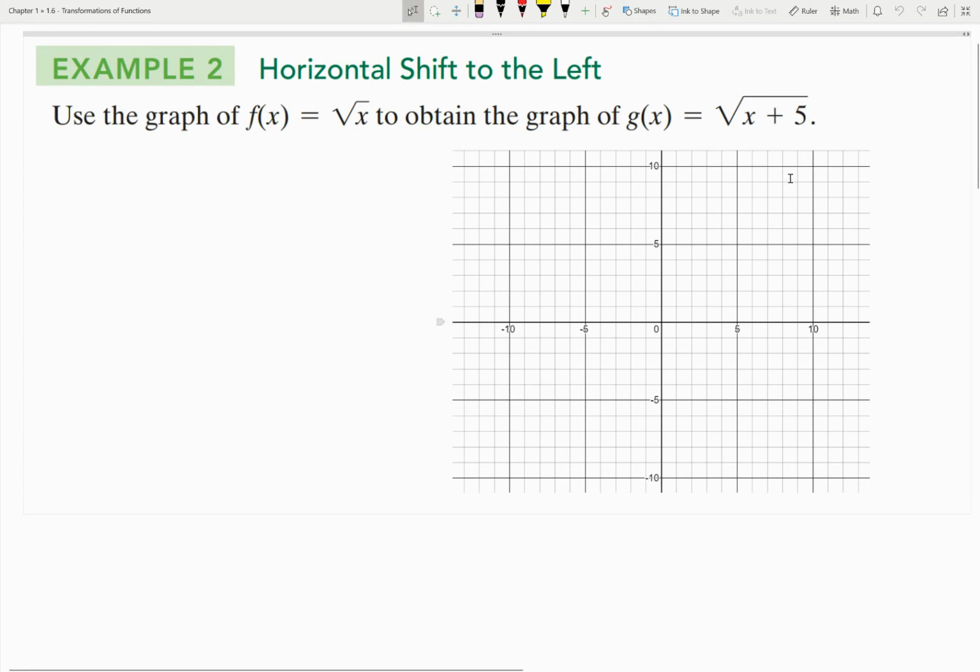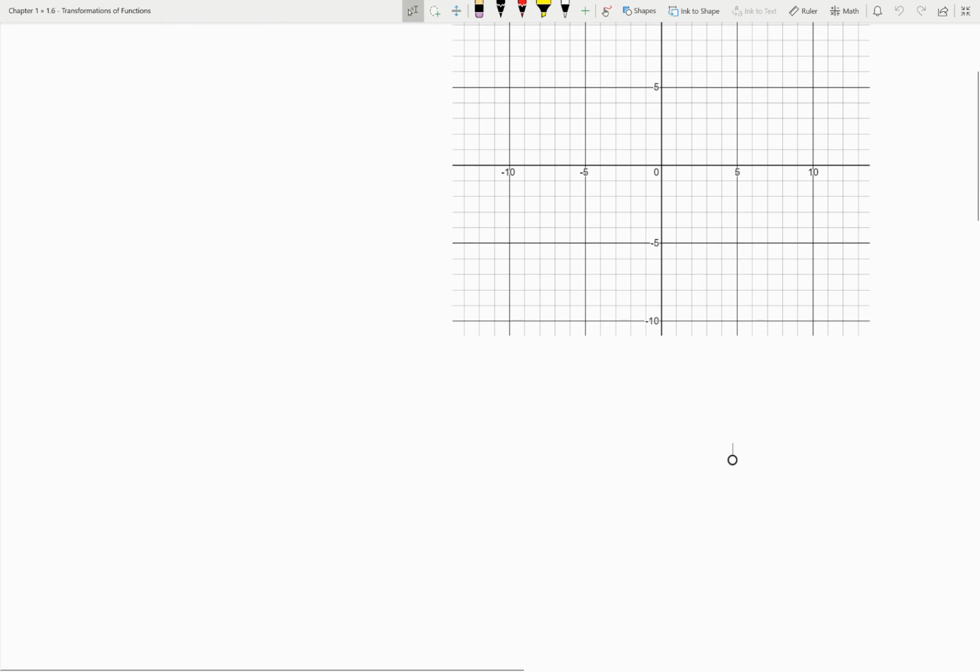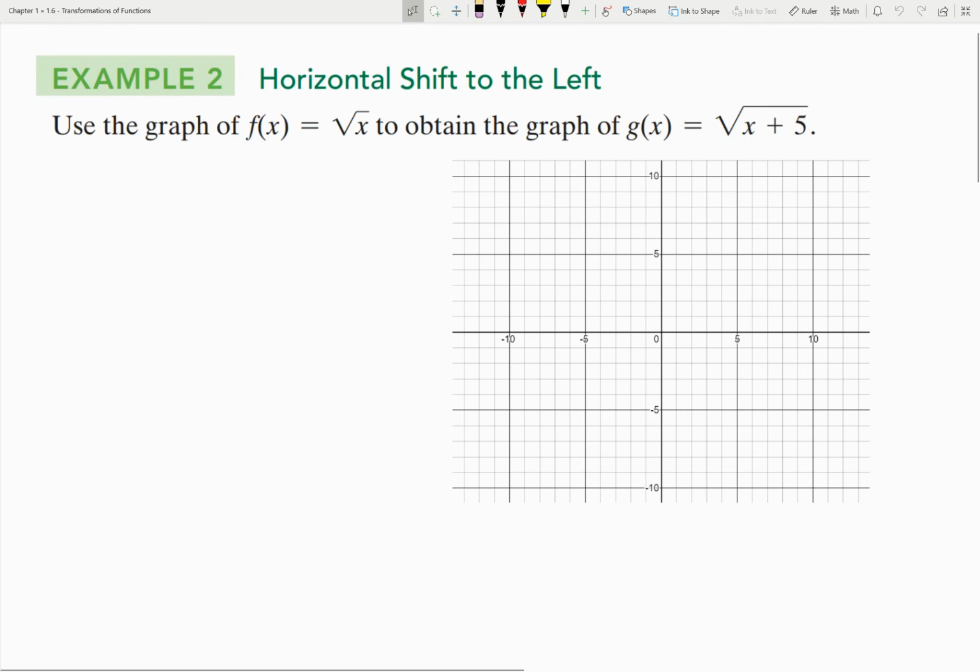All right, so let's use the graph of the square root of x to get the square root of x plus 5. So first let's graph the square root of x. And I can do that fairly easily by just plugging in numbers that have perfect squares. 0, square root of that is 0. 1, the square root is 1. 4, I don't want to plug in 2, I don't plug in 3, right? 4, the square root is 2. 9, the square root is 3. And I get my graph of the parent function.